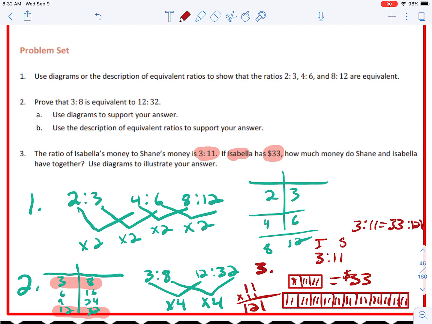But it's asking us, how much money does Shane and Isabella have together? Okay, how much money do they have together? Well, all we need to do is just add 121 to 33. And together they have $154.